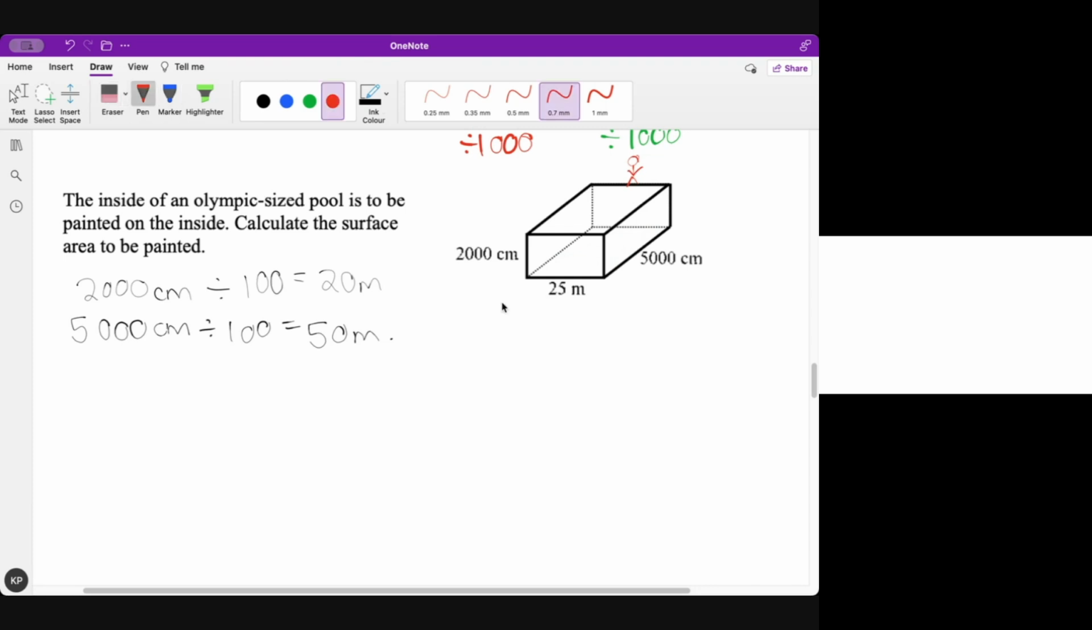Okay, hopefully you're feeling better. Okay, length is my 50 meters. Can we get breadth, please? Which one is the breadth? Anybody? Thank you. This one will be 25 meters. And of course, your height will then be your 20 meters.